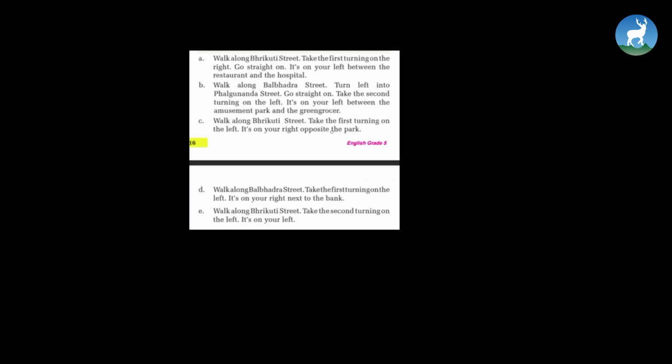Now again, we have the final question, that's number E. It instructs us to walk along Brickety Street, take the second turning on the left, and it says the location is on your left. Let's find out what it is. What do we need to do? We walk along Brickety Street, right? Take the second turning on the left, and it's on our left. That means the TD is number E.